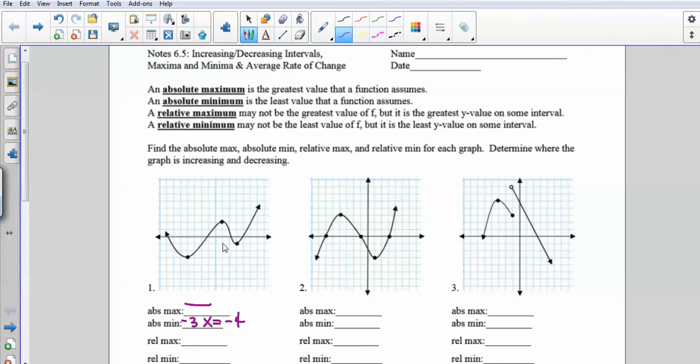There is a relative maximum point right here. It's the largest point in this area, so the relative maximum is a value of 2, and its location is when x equals 1. There's also a relative minimum. It's the smallest value in this area, and the smallest value in that area is -1, and its location is at x equals 3.